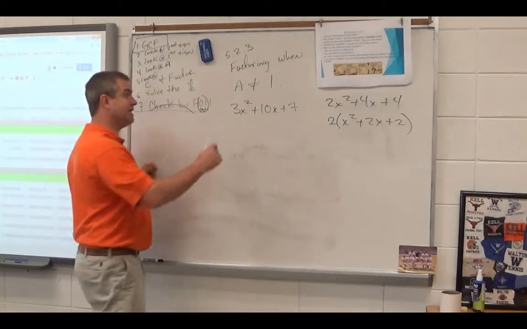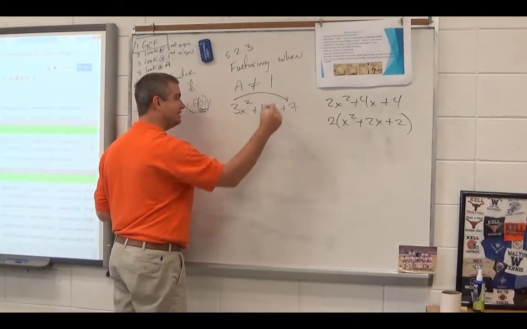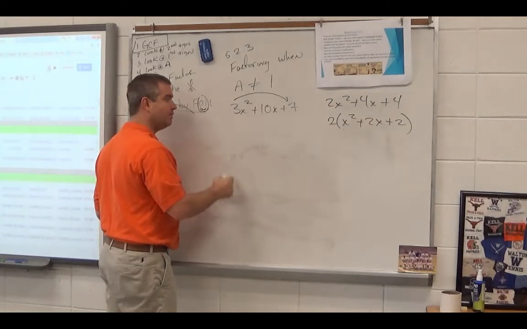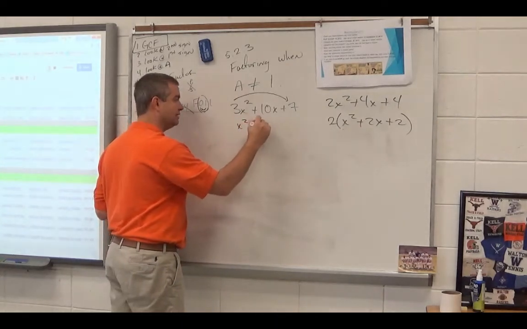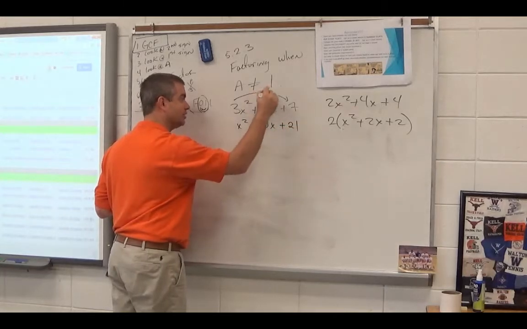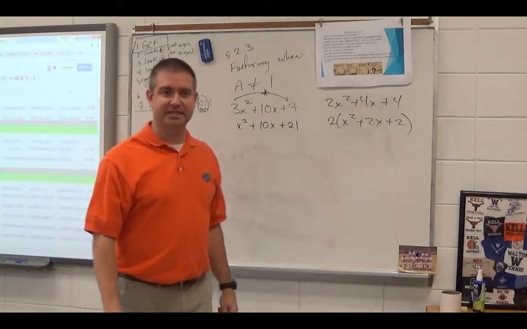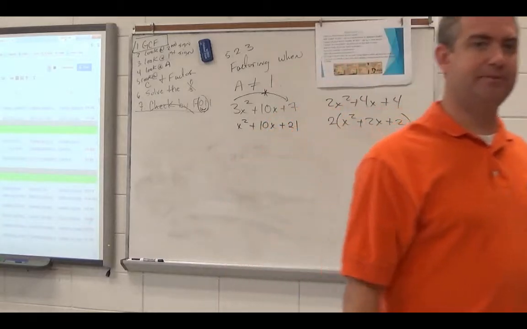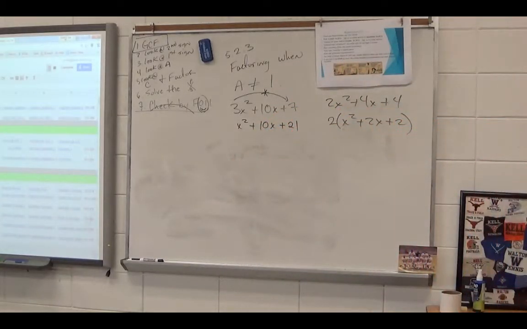First step, multiply A times C. Rewrite your trinomial as x squared plus 10x plus 21. Multiply A times C. Write that down. First step is to multiply A times C. Rewrite your trinomial.